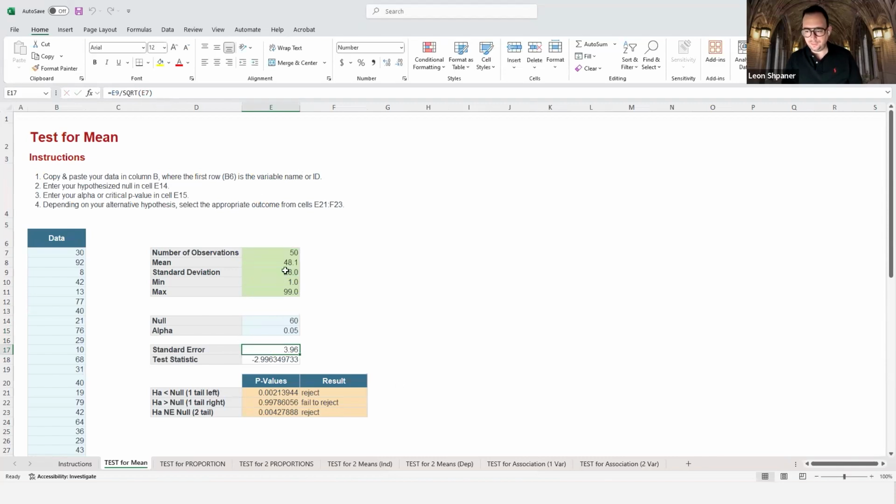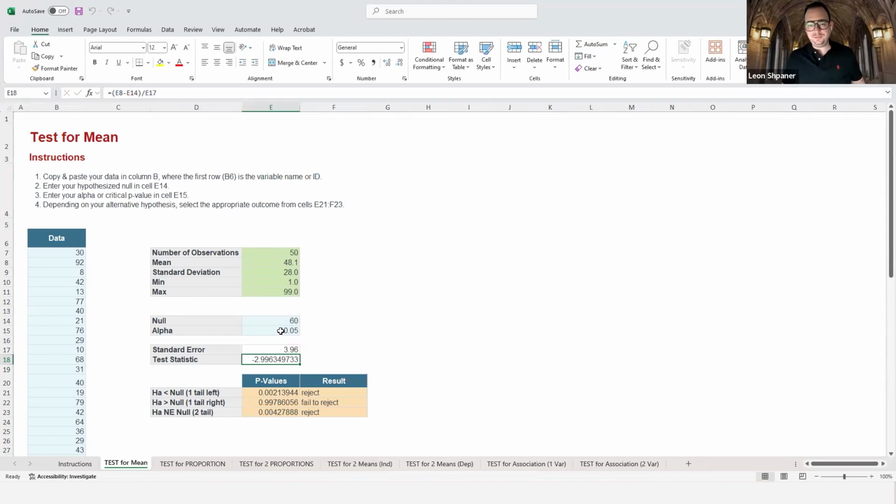Now, what is the standard deviation? It's 28, and standard error is E7. We have number of observations, and E9 is, again, your standard deviation. Your test statistic takes the difference into account between the null and your mean, which is calculated from column B in the numerator, and it's divided by the standard error in the denominator.